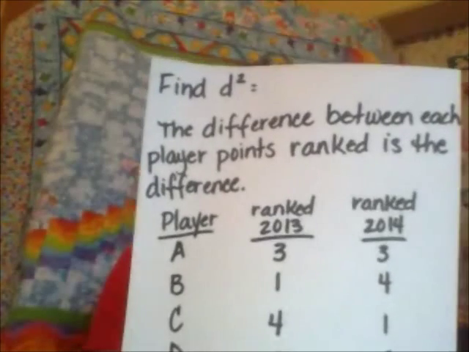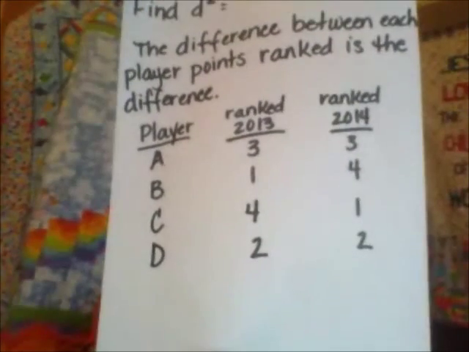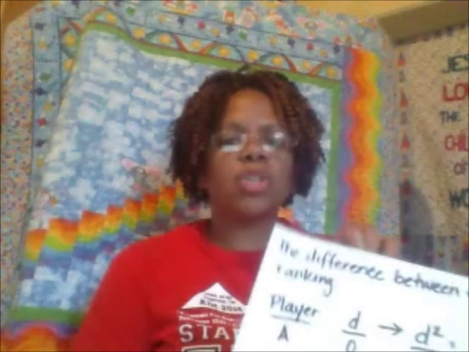So the difference between the ranking is: player A, there was no difference. Player B, there was a 3-point difference. Player C, 3 points difference. And player D, 0 difference. So we take those differences and we square them.